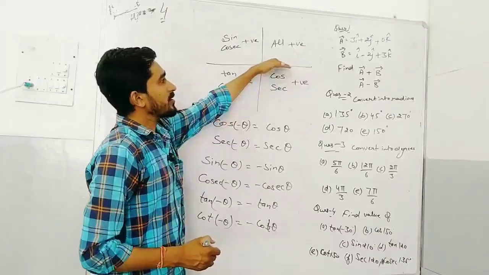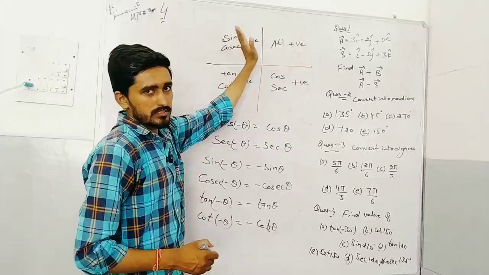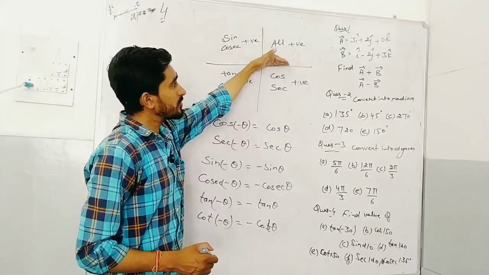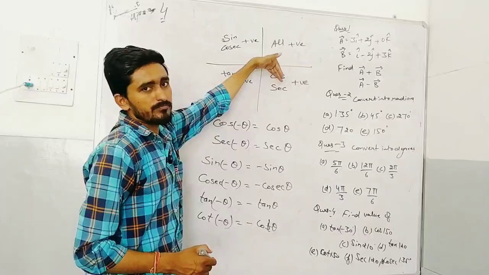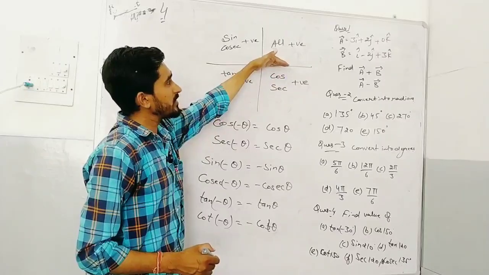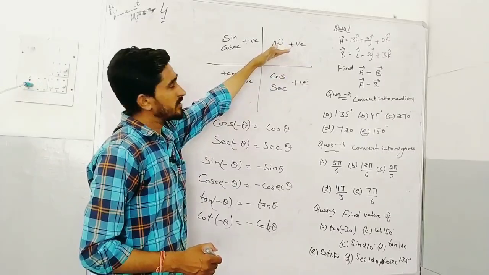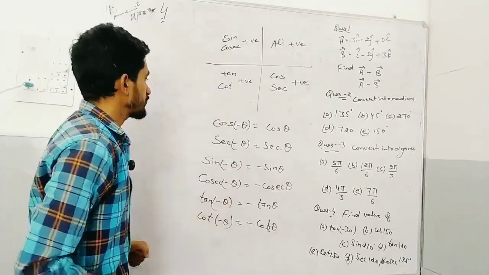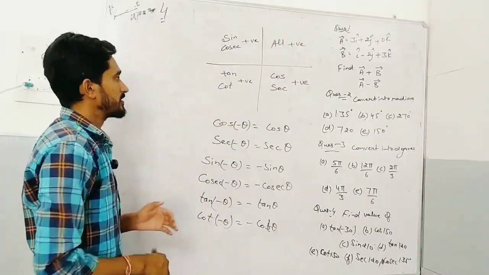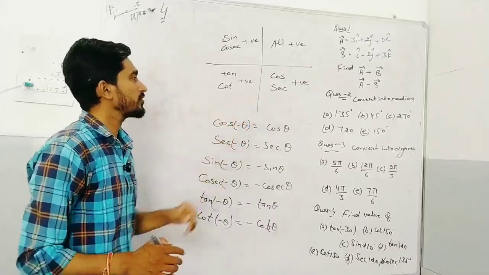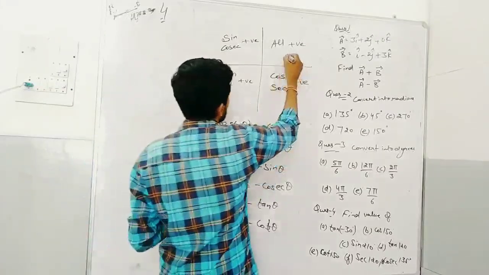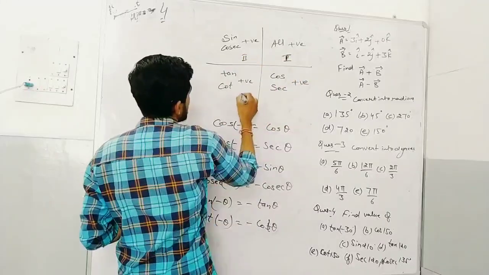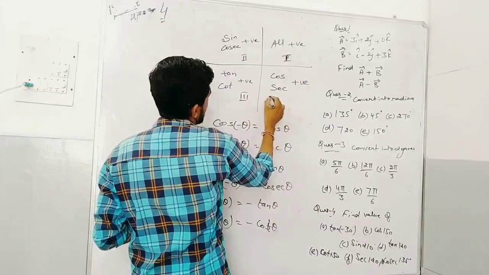All angles above this axis are positive angles. But angles below this axis are negative angles. For example, plus 30 degrees here, minus 30 degrees here, a downward shift. I hope you get it. And in this quadrant, note it down: first quadrant, second, third quadrant, and fourth quadrant.